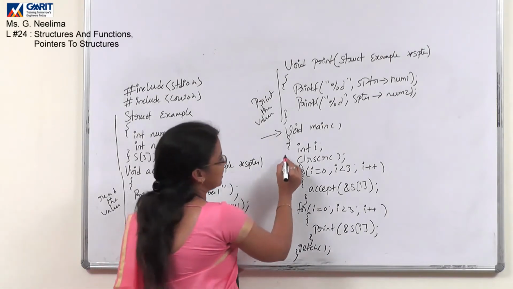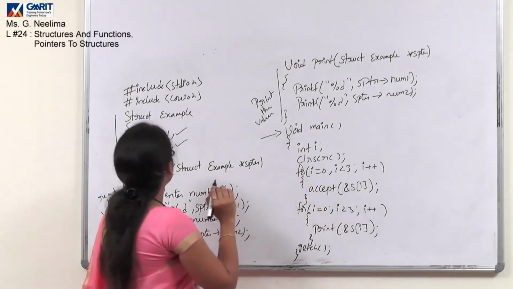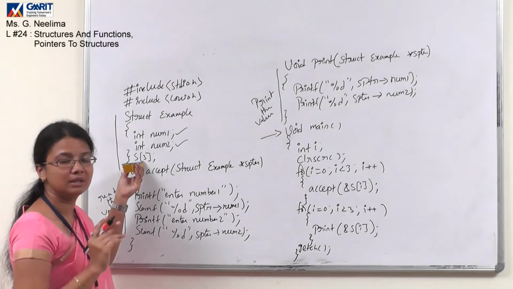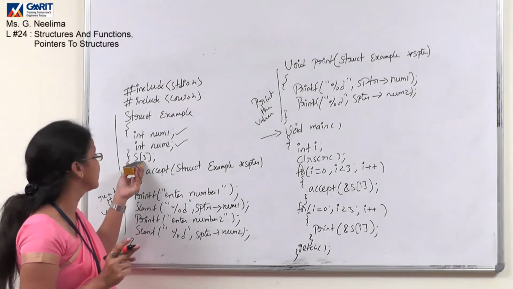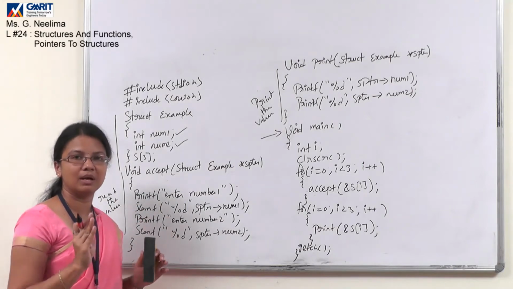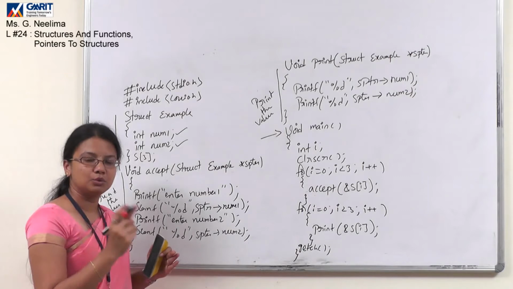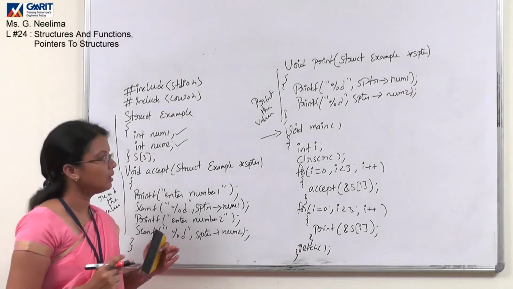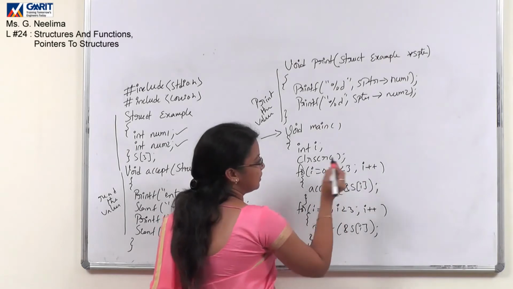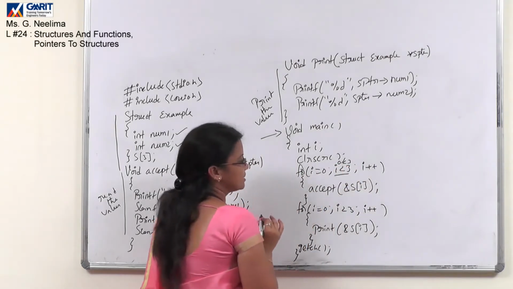So I have declared the variable i for the loop purpose, and see here the main purpose is that I have taken s of 3, nothing but the array concept. I am declaring s of 3 with three different values, and I am reading two values in each. How? Let's see. For i equal to 0, i less than 3, i plus plus. The condition is satisfied, so it enters into the loop.